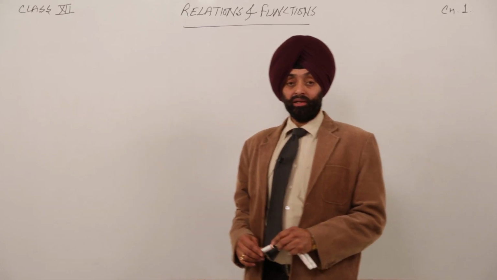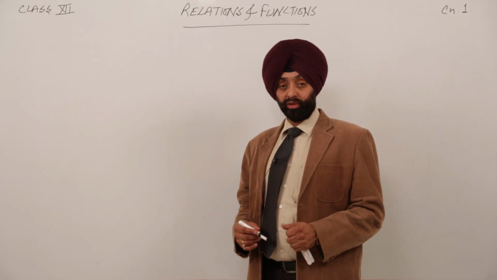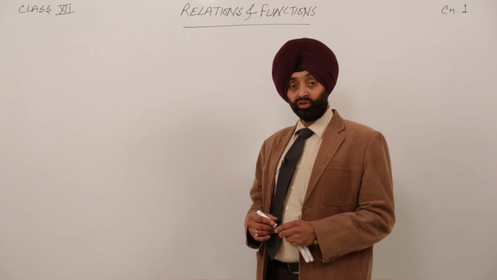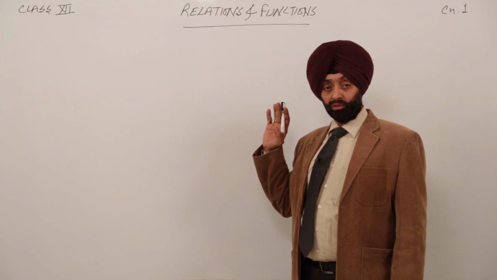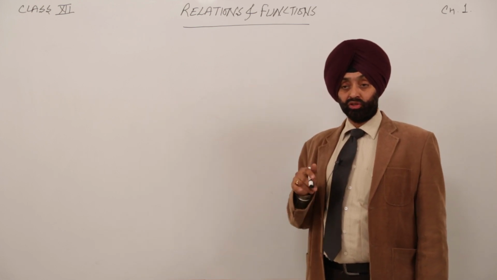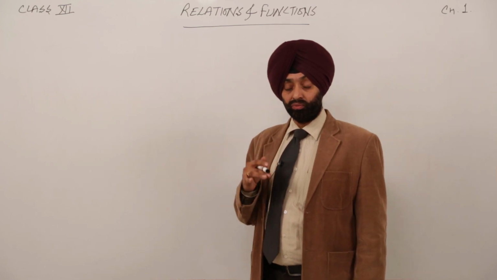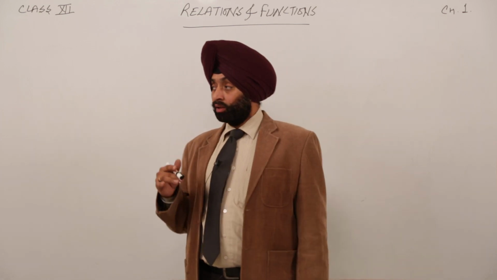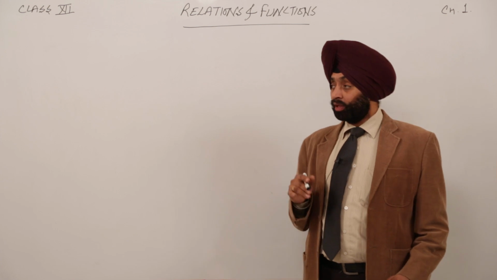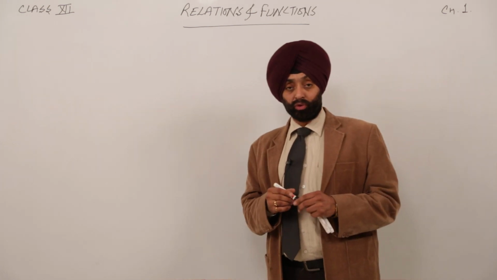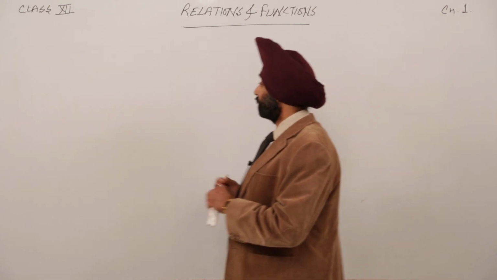Hello everyone. Let's start with the topic relations and functions. Yesterday we did the kinds of functions: one-one function, onto function, many-one function in a pictorial form. Yesterday it was with the Venn diagram. Now let's move with some algorithm approach for the one-one function.